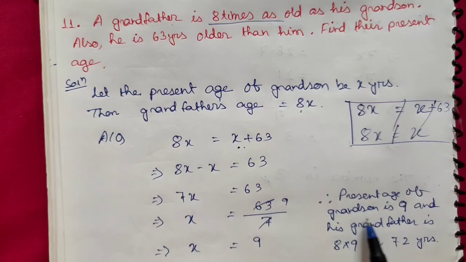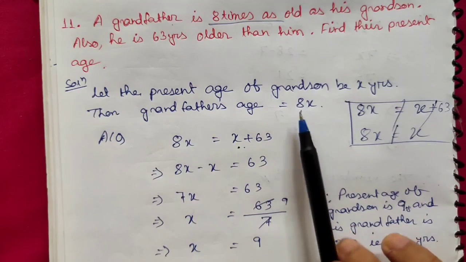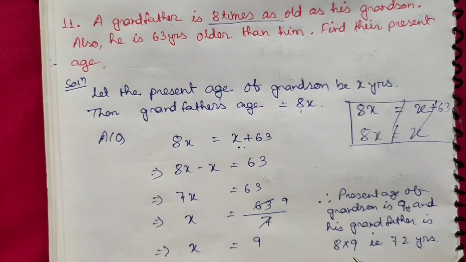Therefore the present age of grandson is 9 years, and his grandfather's age was 8x, right. So 8 into 9 is 72 years. I hope you have understood each step. If you don't, you can ask me. So today we will conclude this exercise in our next class.